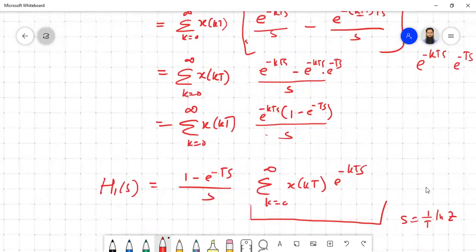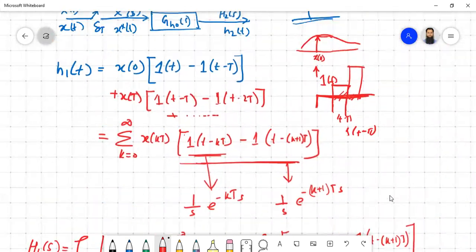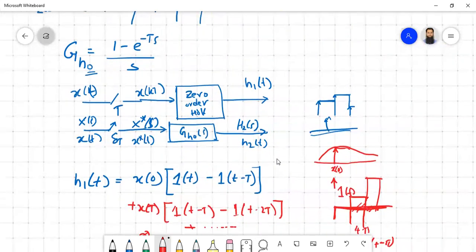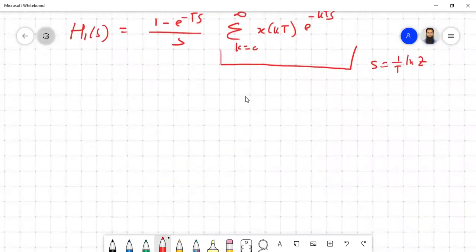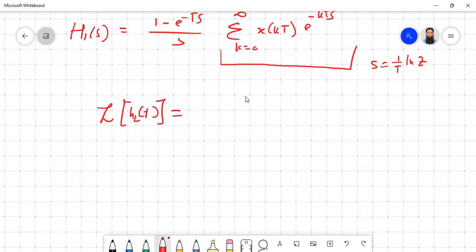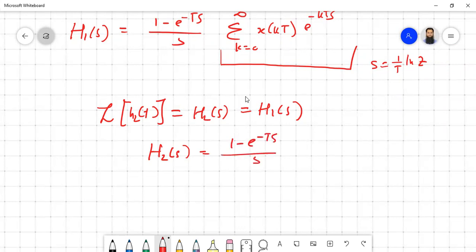Since system 1 and 2, that is the actual sampler and the system with the impulse sampler, are the same, we can say that the Laplace transformation of H2t will be H2s, and that will be the same as your H1s. Hence we can say that H2s is basically 1 minus e to the power minus ts by s with the summation k equal to 0 to infinity xkt e to the power minus kts.